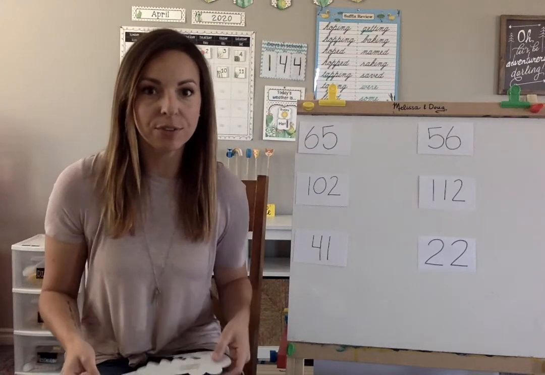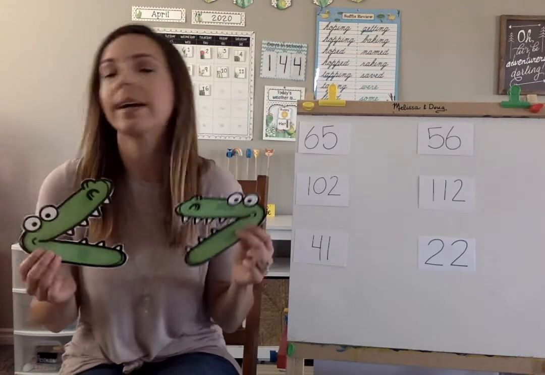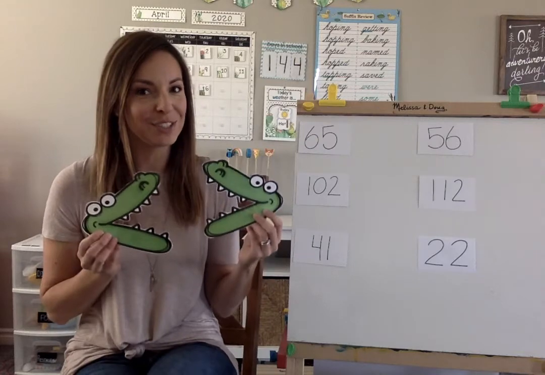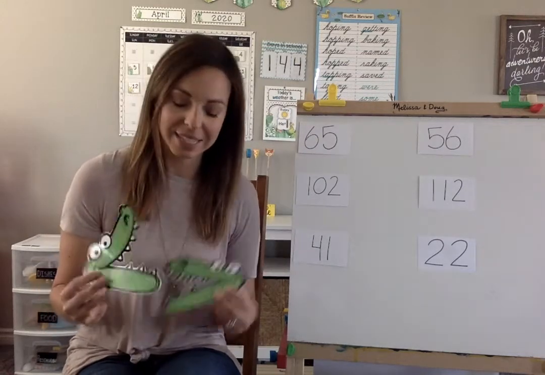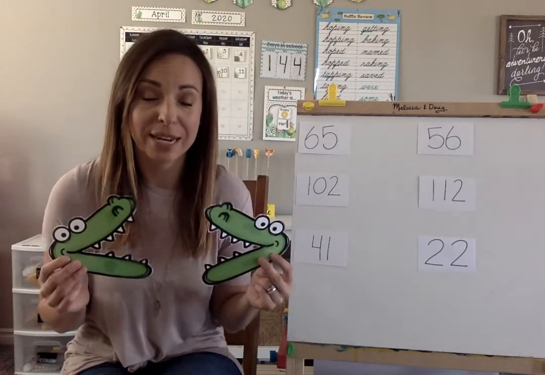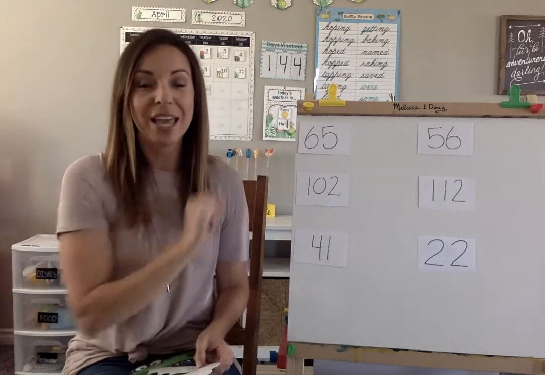So I have two friends right here, my alligators. My friends know that I'm from Florida, so I love alligators. I think they're super cool. So we're going to use these two to help us figure out which number is greater and which one is less. My alligators, they like to eat the biggest or the greatest number. So their mouth is always going to be open towards whichever number is greater.